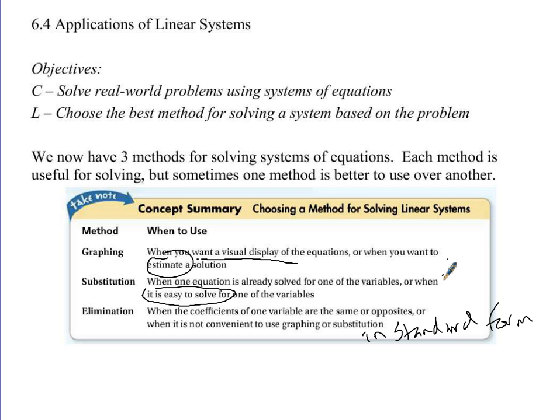So, in this section, you're going to get story problem practice. You're going to have to read the problem, define your variables, write your system of equations, and then solve the system of equations using whatever method seems to be the best option. Here we go.